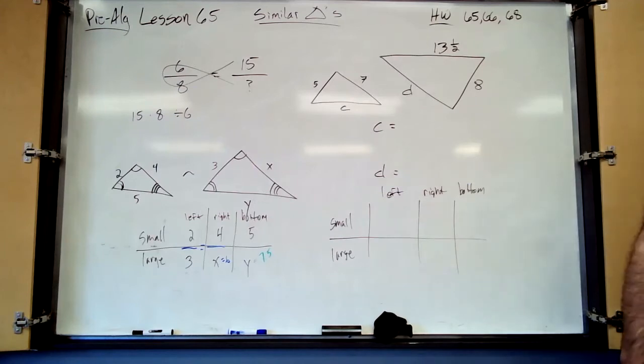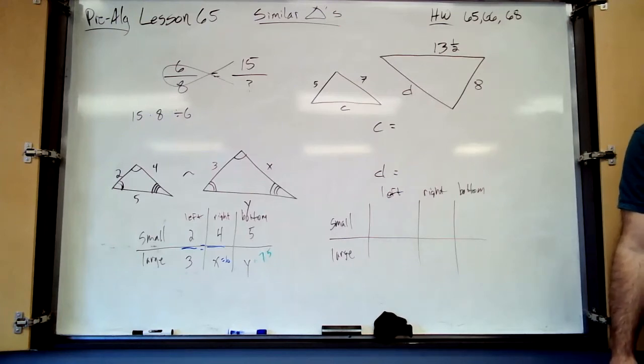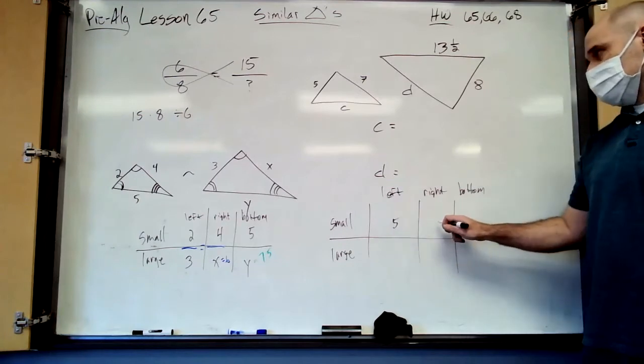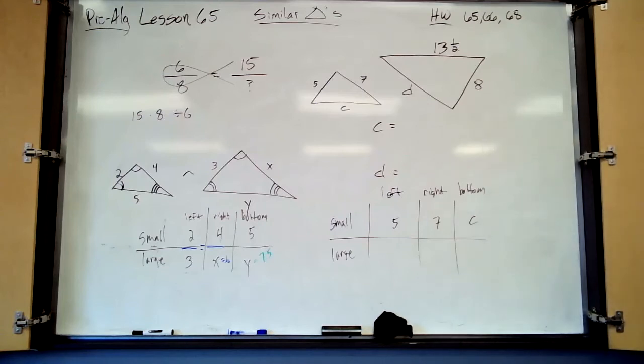Okay, Emerson, this is what I get for D. Tell me the left side of the small triangle. That's 5. Tell me the right side of the small triangle. That is 7. And the bottom, C. Okay, now the tricky part. Tell me the left side of the big triangle. 13 and a half? No, 8. Why is it 8? Because you have to flip it.